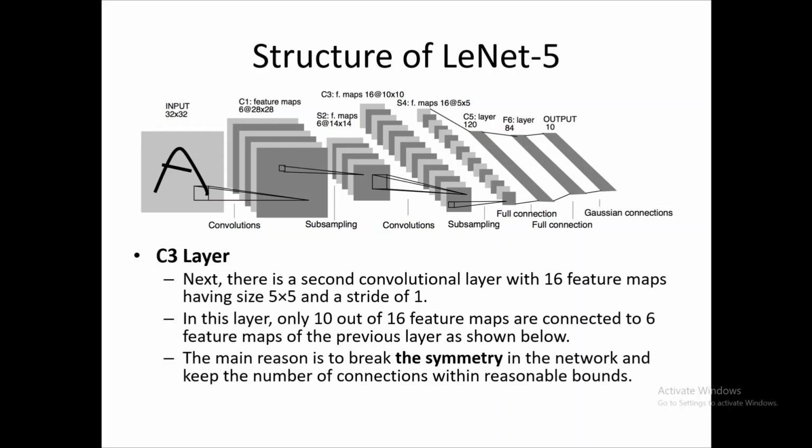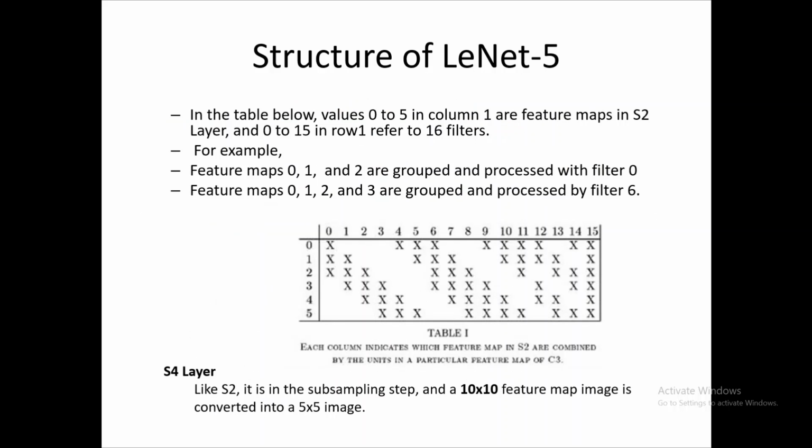In the C3 layer, there is a second convolution layer with 16 feature maps having a 5 by 5 filter size and stride of 1. In this layer, only some of the 6 feature maps of the previous layer are connected to each of the 16 feature maps, as shown below. The main reason is to break the symmetry in the network and keep the number of connections within reasonable bounds.